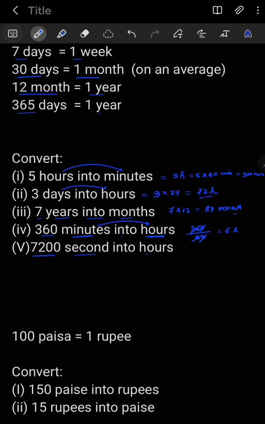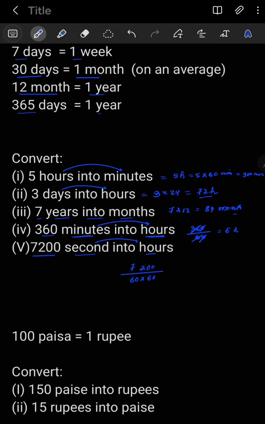Next is what? 7200 seconds into hours. So seconds you have to convert into hours. So it means again you have to divide. So how much is given? It is given 7200 seconds. Okay, now you have to divide. So seconds into hours. So 60 seconds become 1 minute, and 60 minutes become 1 hour. So you have to divide 2 times with 60. Why?